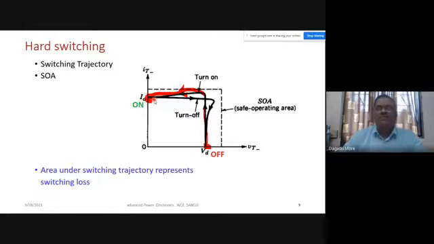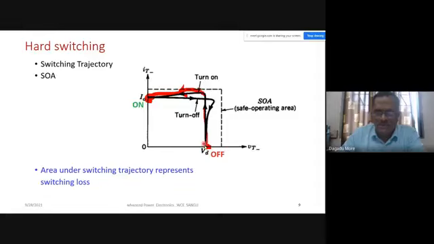While in case of turn off, what happens? The voltage will increase, this is the x-axis, and then current will decrease. So this is what we can call a switching trajectory: the instantaneous voltage and current across the device during the transition from on to off or off to on.